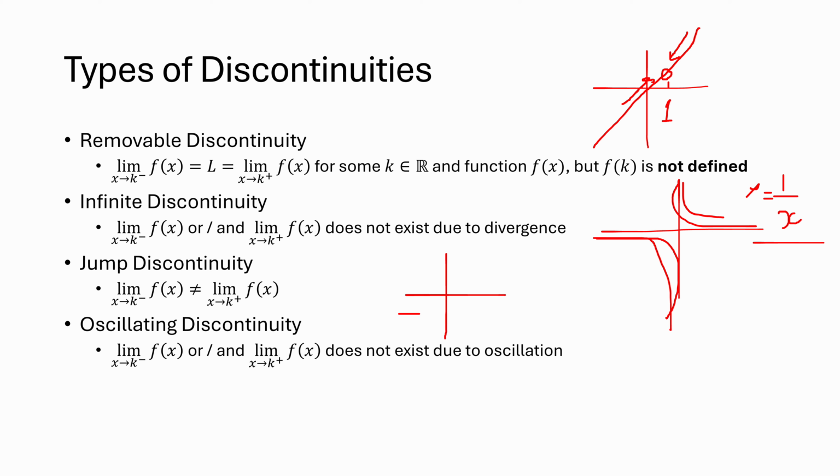So basically, if you consider absolute value of x over x again, it has a jump discontinuity at x equals 0. So the limit as x goes to k minus of f of x does not equal the limit as x goes to k plus of f of x. And an oscillating discontinuity is when the limit as x goes to k minus of f of x and the limit as x goes to k plus of f of x does not exist due to oscillations.